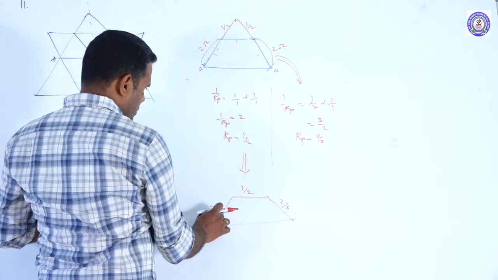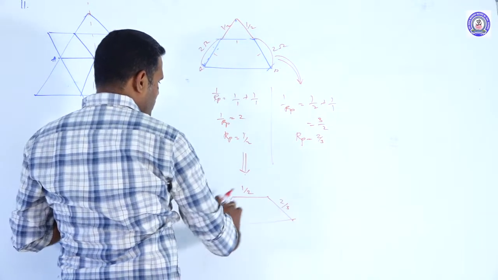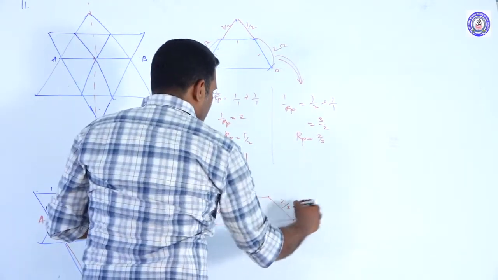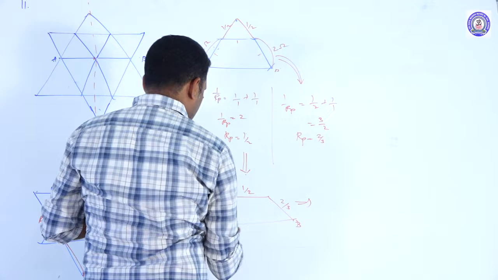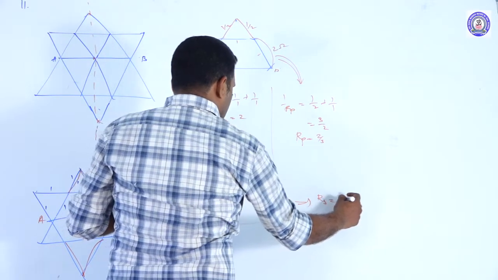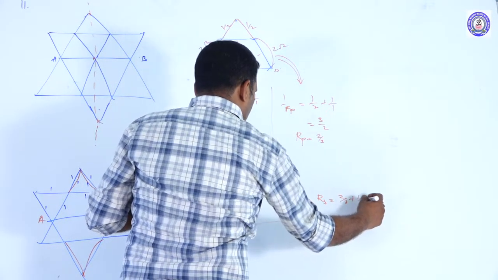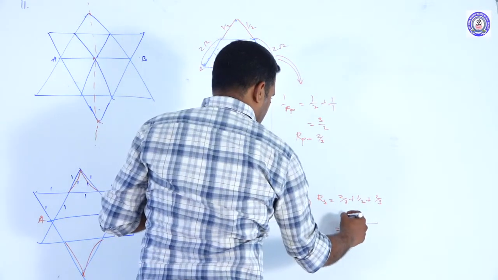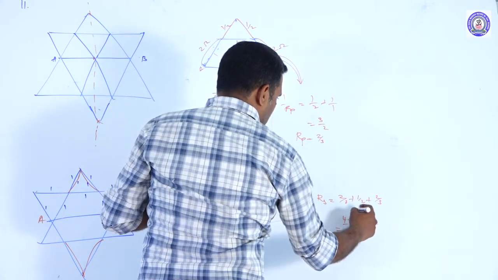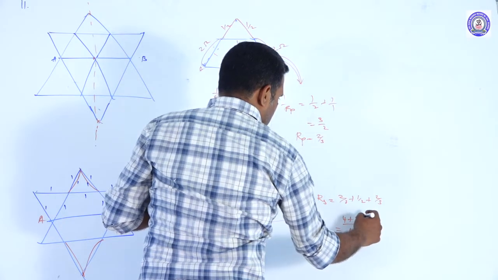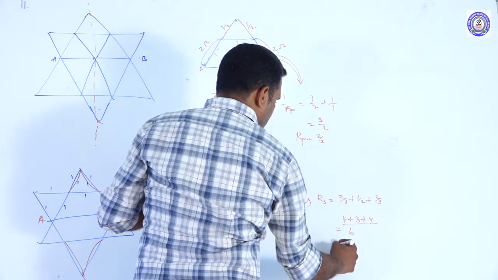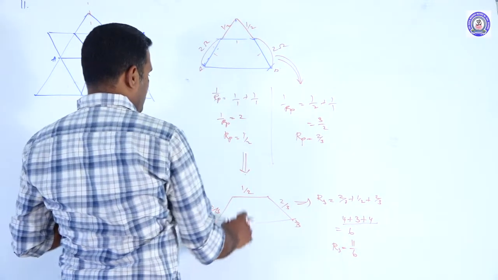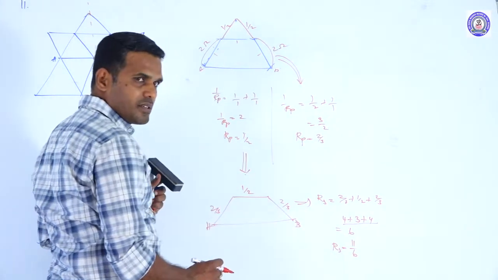So we can say here 2 by 3 ohm, 1 by 2 ohm, and 2 by 3 ohm. These three resistors are in series now. So for this equivalence, we can take Rs equals 2 by 3 plus 1 by 2 plus 2 by 3. So 6, 4 plus 3 plus 4. So Rs is equal to 11 divided by 6. So this resistance has a value 11 divided by 6.